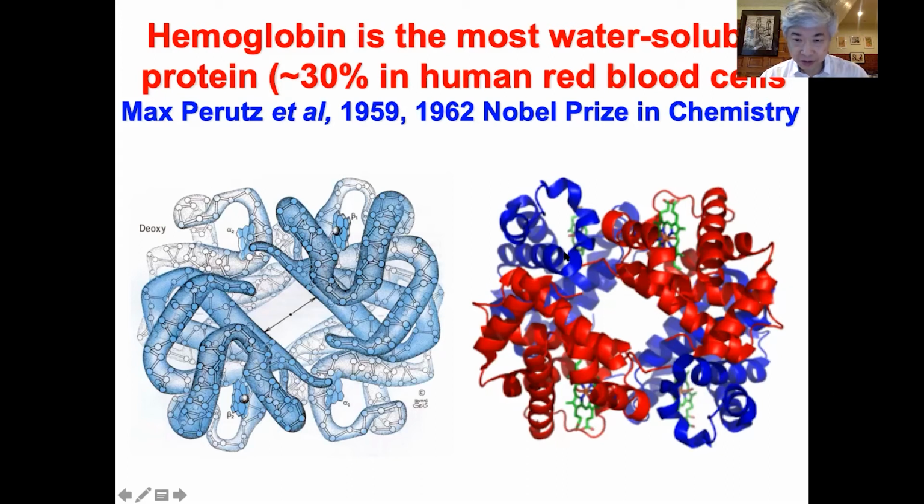Hemoglobin is a tetramer protein. More than 80% of it is alpha helices. You can see the helices, but it's not a double helix, it's a single helix, like the one hanging on Francis Crick's house.